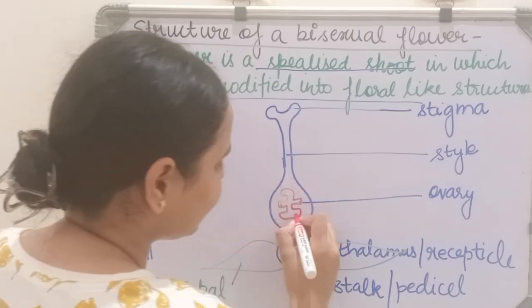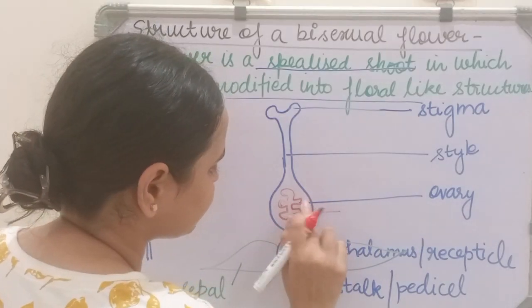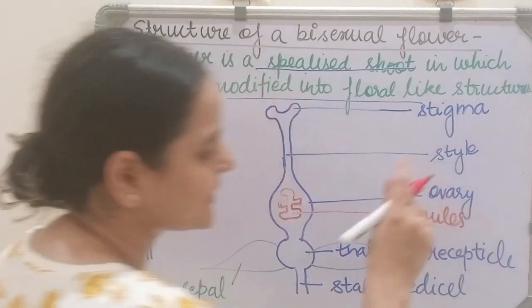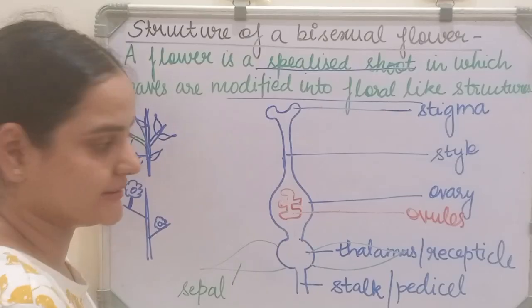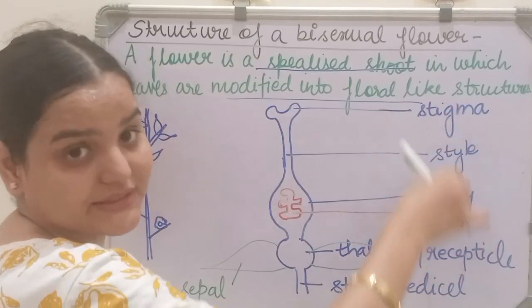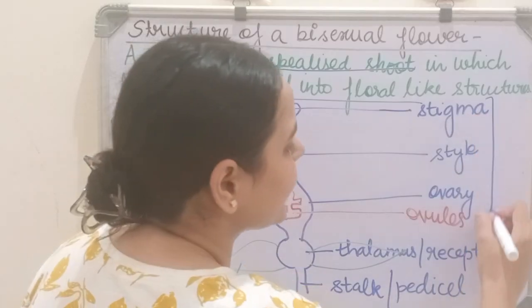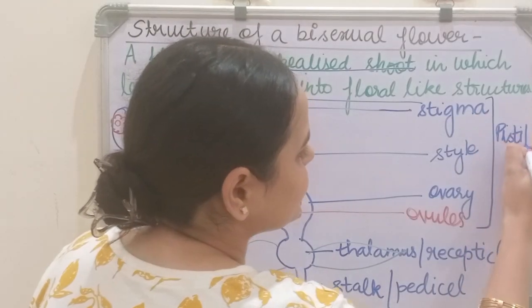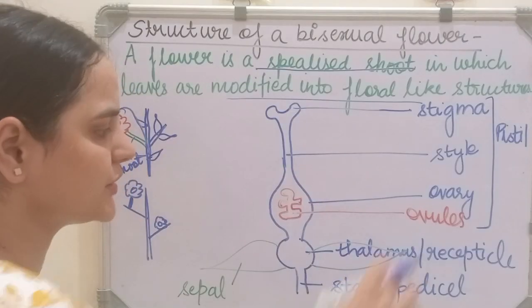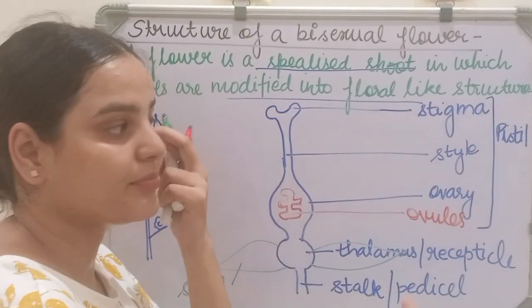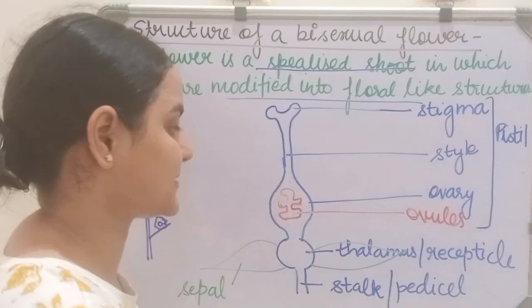Okay, inside we have the ovary, and inside we have ovules. These ovules contain eggs inside. So all these three parts, stigma, style, ovary, we will study about these parts in detail. They are together known as pistil. Stigma, style, ovary. You may include ovules in this also. So these are the parts of the female reproductive part. That's why they are known as pistil.